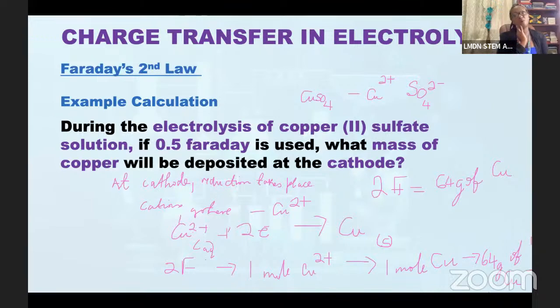So how much is 0.5 Faraday going to get us? We know what 2 gives us. So what's 0.5 going to get us? 0.5, because that's all we have. So what's the 0.5 going to give us? How many grams of copper?